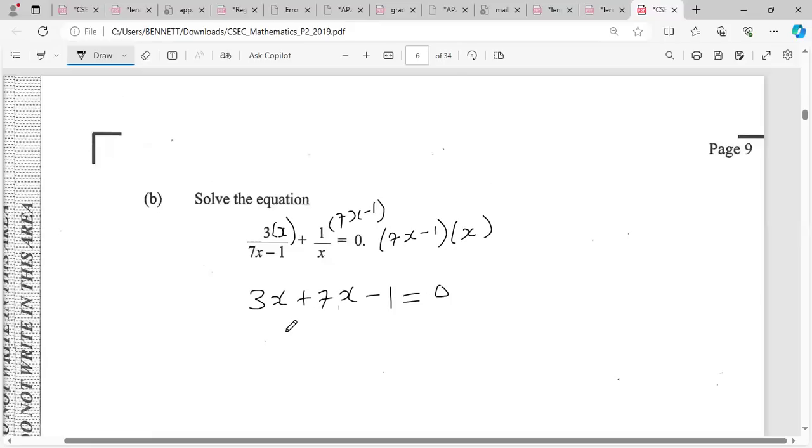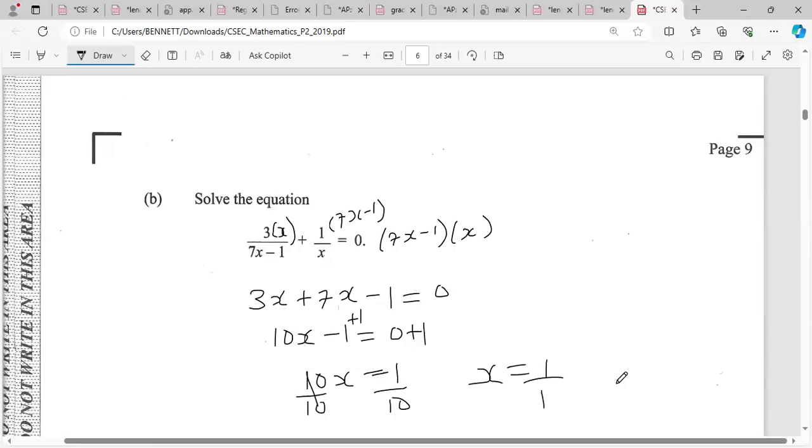So I'm going to add the like terms, so it would be 3 plus 7, which is 10x minus 1 equal 0. Transpose to get x by itself. So this will be plus 1. So we add 1 to both sides. So it will be 10x equal 0 plus 1, that's 1. And then the final step, we divide by 10. So therefore, x is equal to 1 over 10. And that's it. All right. You guys did well on this.